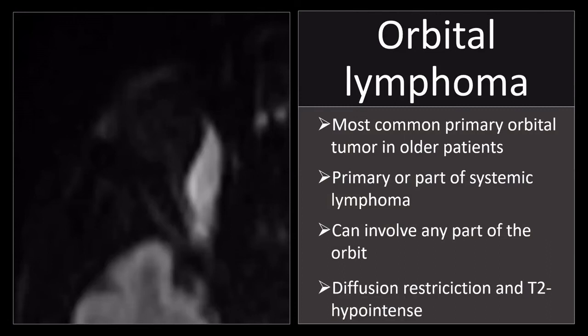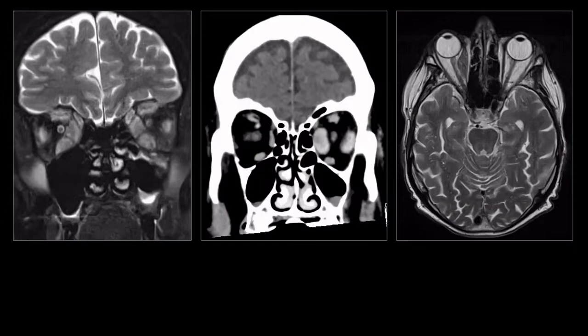It can involve any part of the orbit, as said, and on MRI is characterized by the presence of diffusion restriction. It will also have a lower signal on T2 weighted images, but generally not so low as we see in IgG4 related orbital disease.